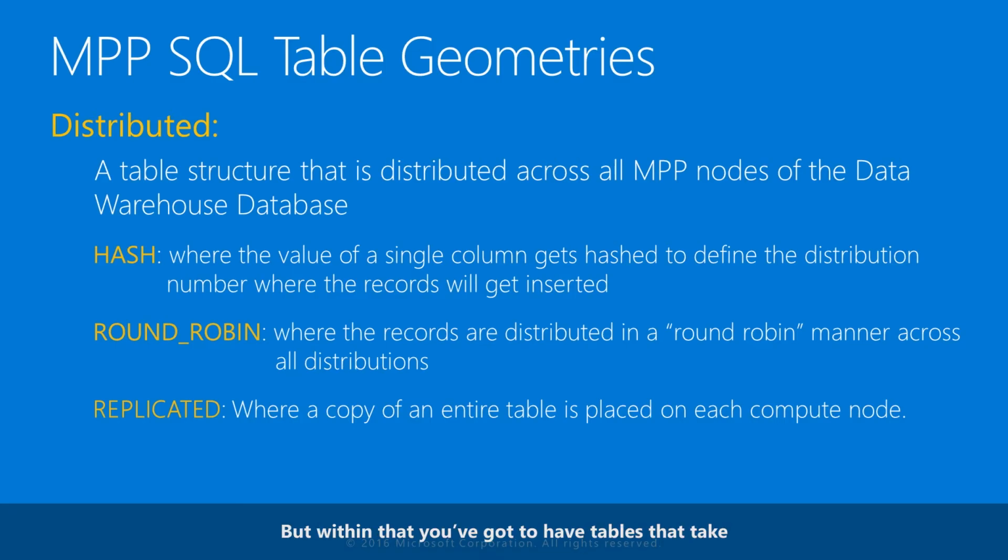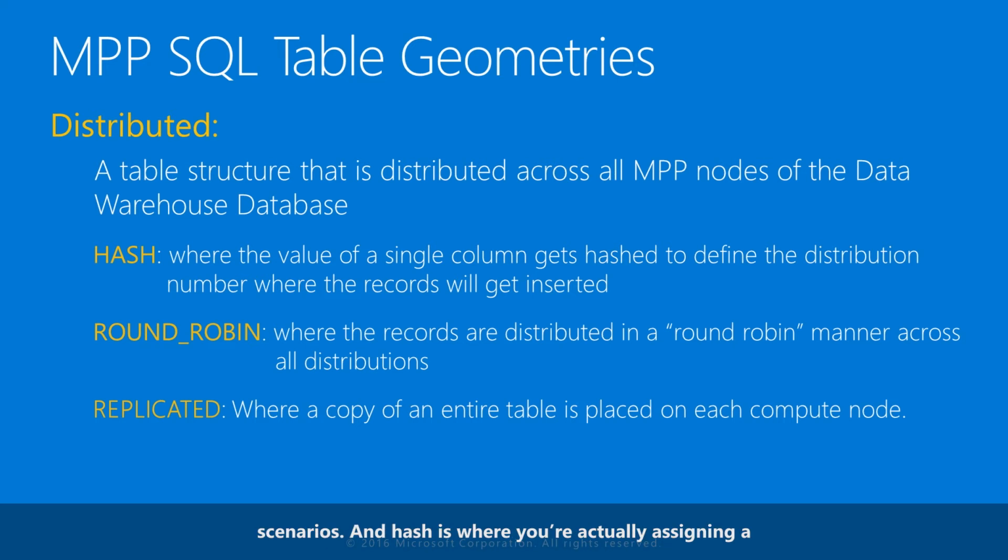Makes sense. But within that, you've got to have tables that take advantage of that distributed nature. So the table geometries work on the basis of distribution. You need to understand what a hash is. You need to understand what a round robin is, and we'll just pause there for a moment, because the reality is that round robin is really good for load scenarios. The data is indiscriminately placed in any distribution regardless of what values are there. So really good for loading scenarios.